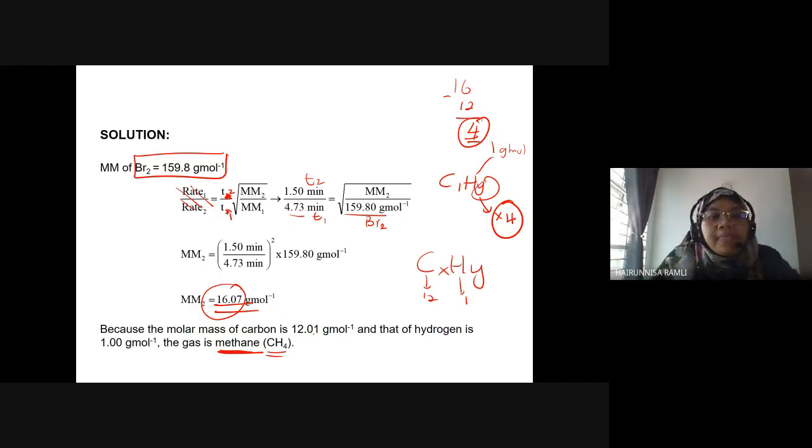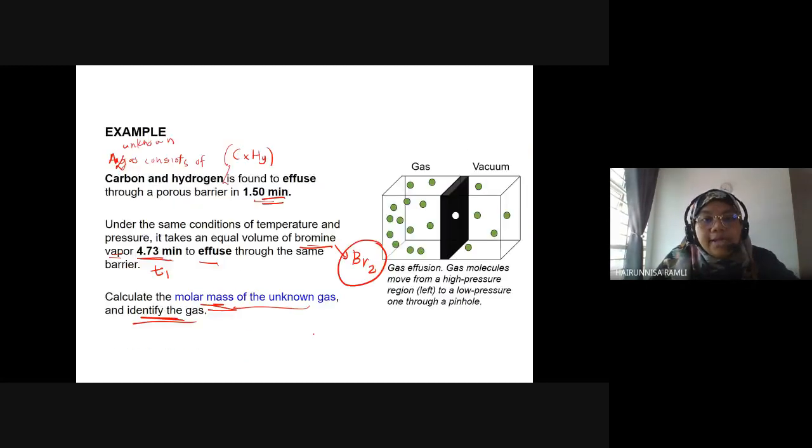Okay. So ini contoh lah macam saya cakap tu, dia bagi gas tu dalam tulisan ayat je eh. Dia tak tulis the molecules. You be careful with that lah.